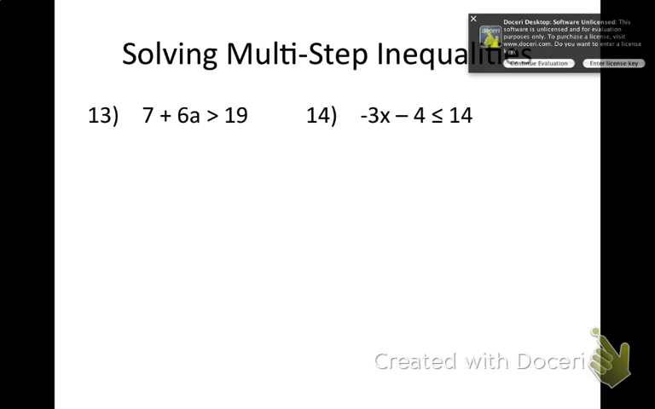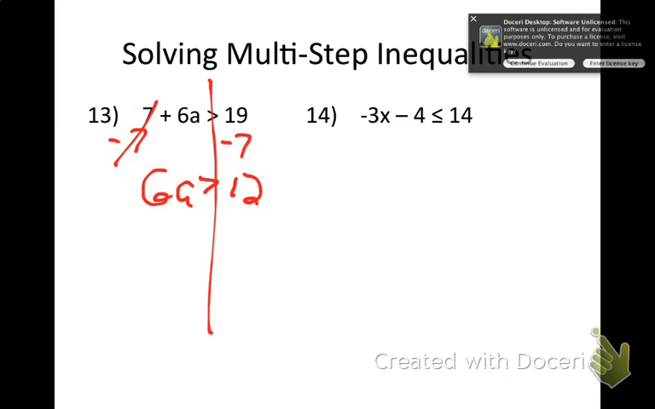All right, last thing we're going to talk about here today is inequalities. As I said earlier, inequalities are just like equations, the only difference is when I multiply or divide both sides by a negative, I need to remember to flip that sign. So for example, number 13, just a two-step equation. What would I do first, Justin? Subtract the 7, giving me 6a is greater than 12.